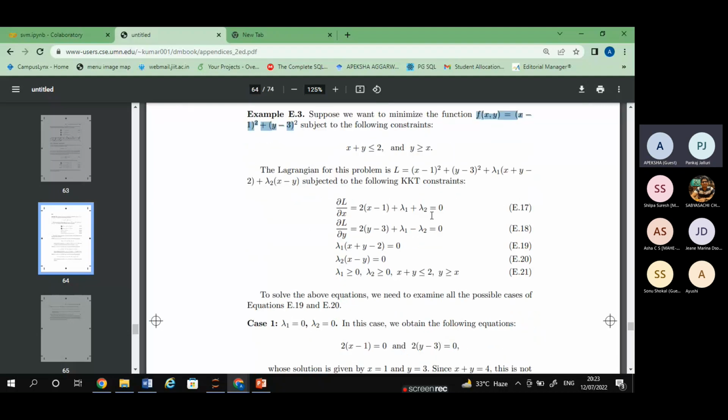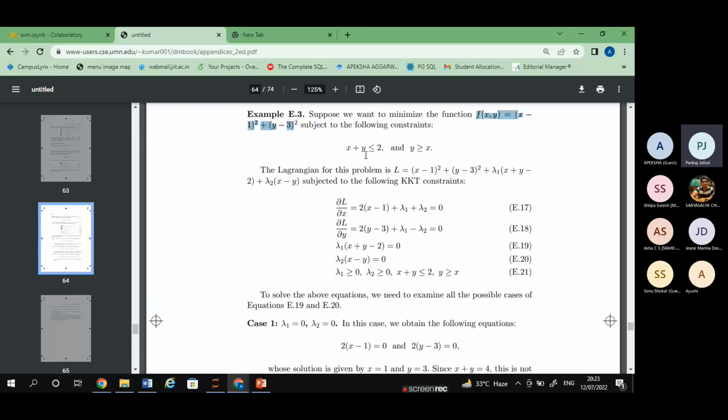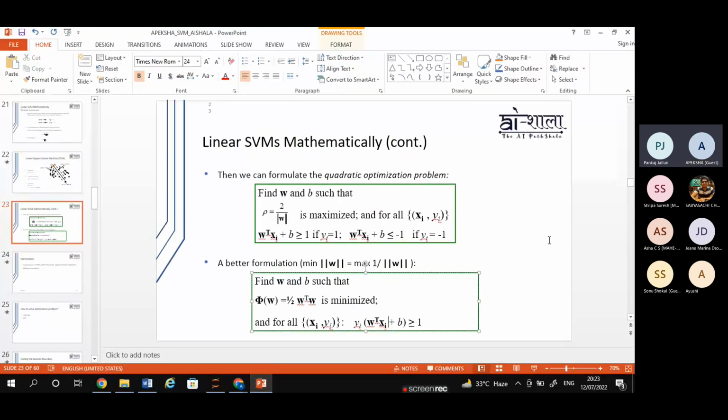I hope the KKT conditions and optimization are clear. So this is the basic maths. Okay, all right. I know it's a bit complicated.